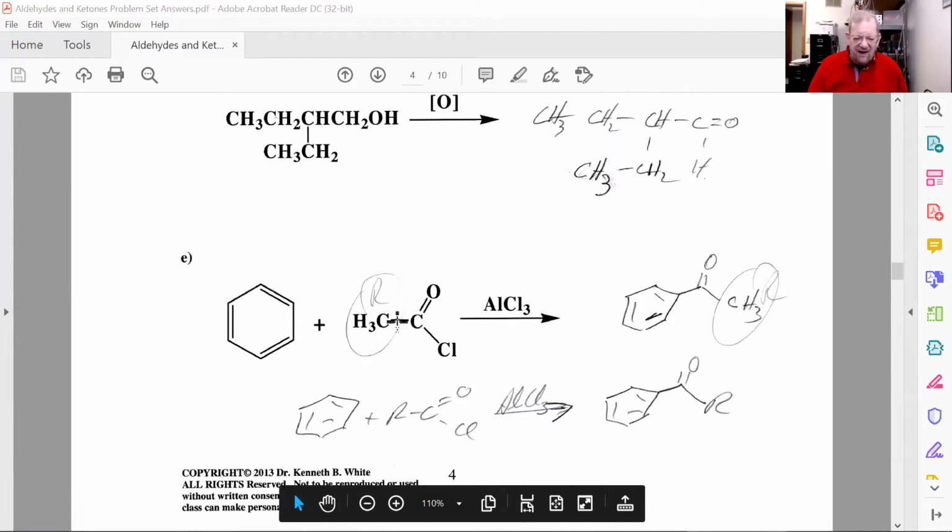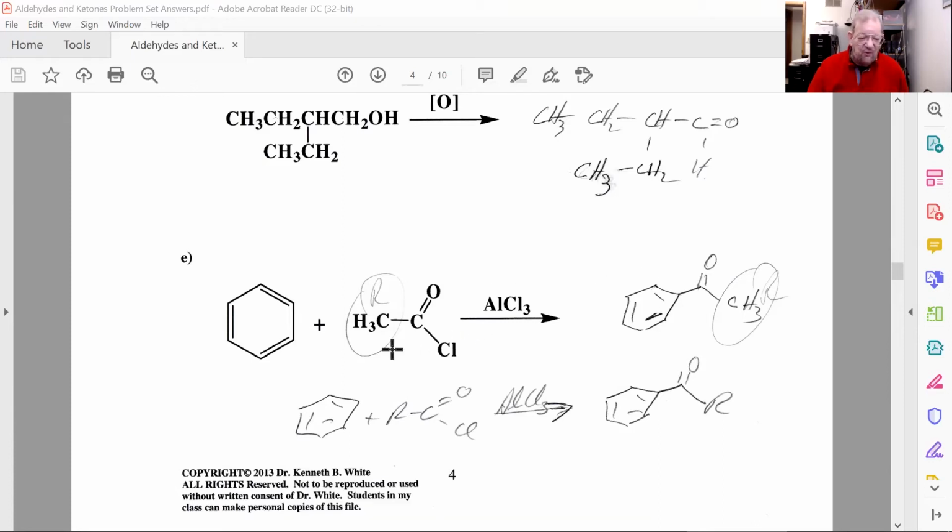But carbon, carbonyl, chlorine to the same carbonyl. This is an acid chloride, with an aluminum trichloride catalyst. This is Friedel-Crafts acylation. And you put the acyl group on the benzene. Don't forget the double bonds or circle in the benzene ring. What's our R, methyl? And here's the aromatic ketone you make.